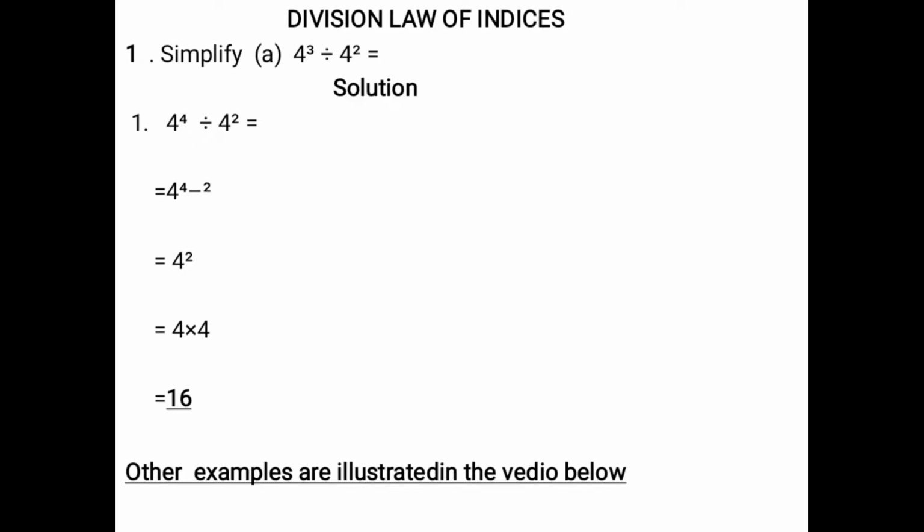Since the bases are the same, we subtract the powers, so 4 power 4 minus 2. 4 minus 2 is 2. 4 squared means 4 multiplied by itself 2 times, 4 times 4, the answer is 16. The one showing as A is supposed to be B. Solve on your own. After solving on your own, we're going to watch a video to prove that really we are together.